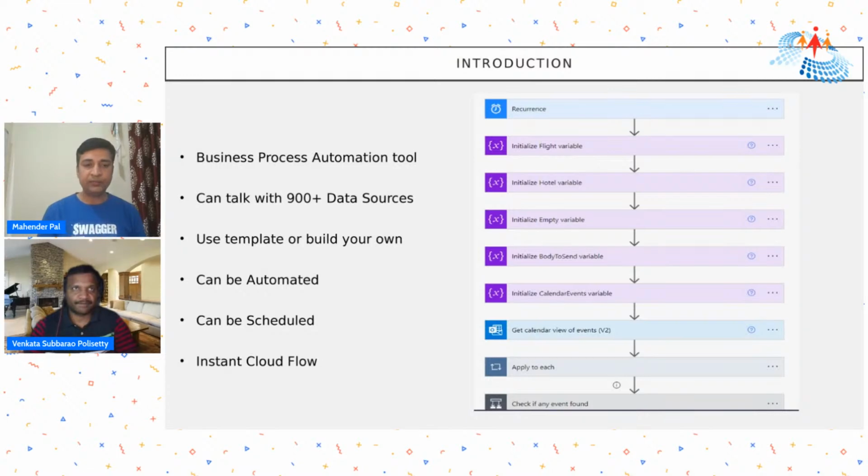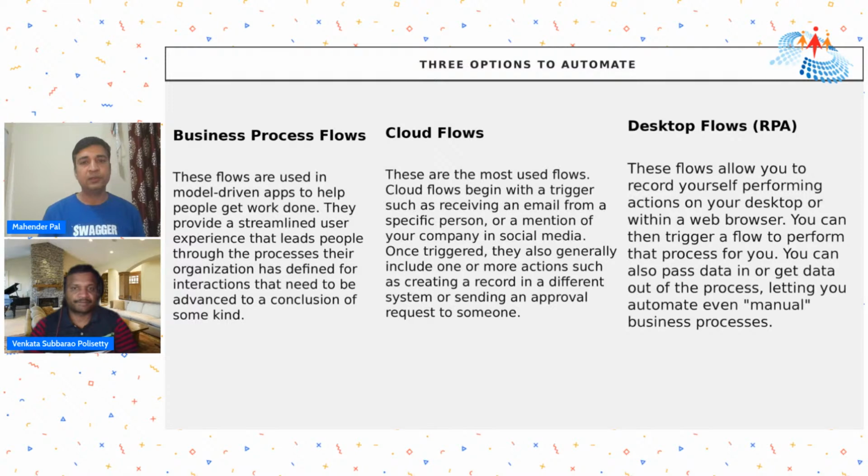The third one that we have is on demand, which we call instant cloud flow. So you can manually run it and just say run it. It's just like the on-demand workflow that we have in our first party apps. So that option is available in Power Automate. Now we know the basic details about Power Automate, so let's jump into more details.